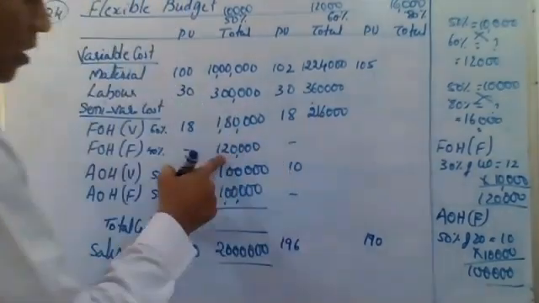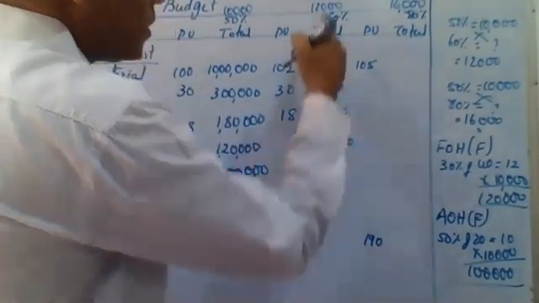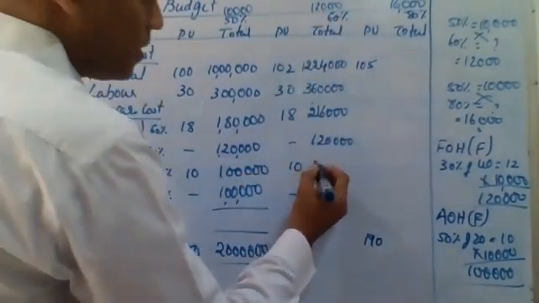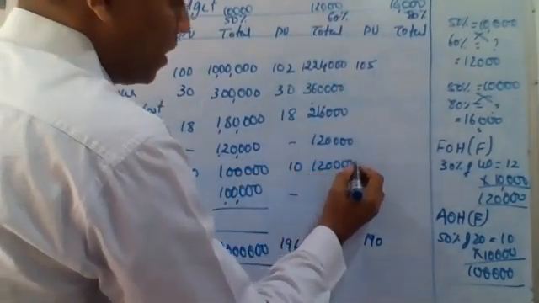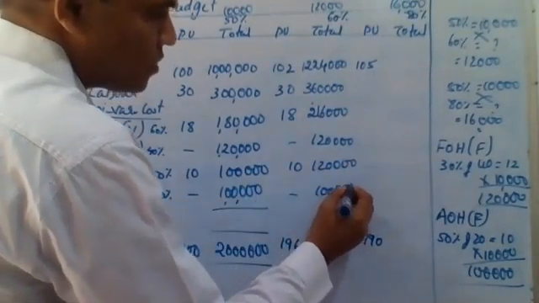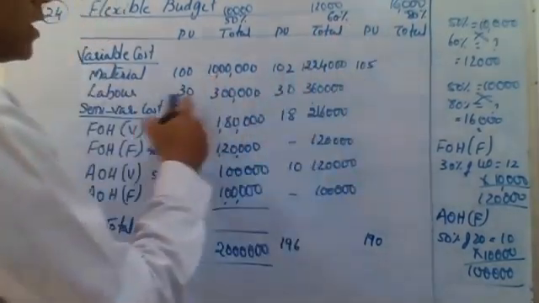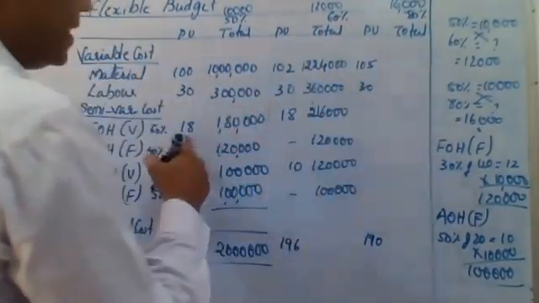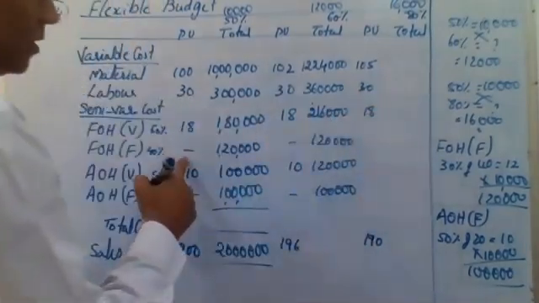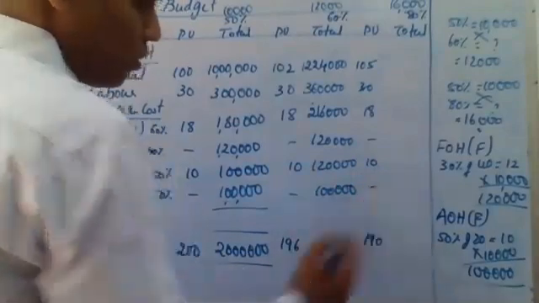What about this? I'll just copy 1,20,000 as such because it is fixed cost. 12,000 into 10, 1,20,000. And what about this? 1 lakh, I just copy like this because it is fixed cost. Now, what about per units? 30 will be same per unit. 18 will be same per unit. This we don't know. 10 rupees will be same per unit, and this we don't know.